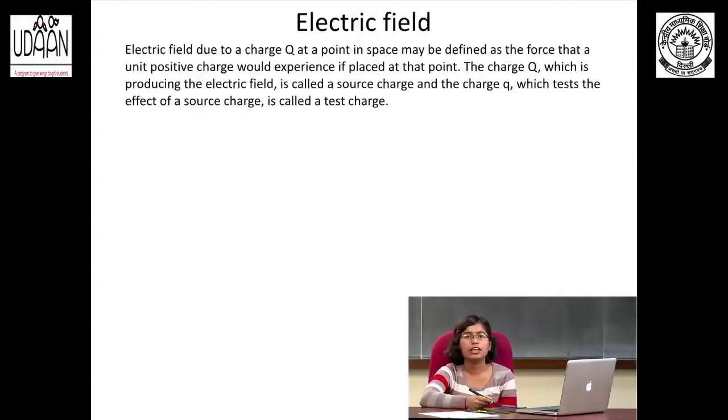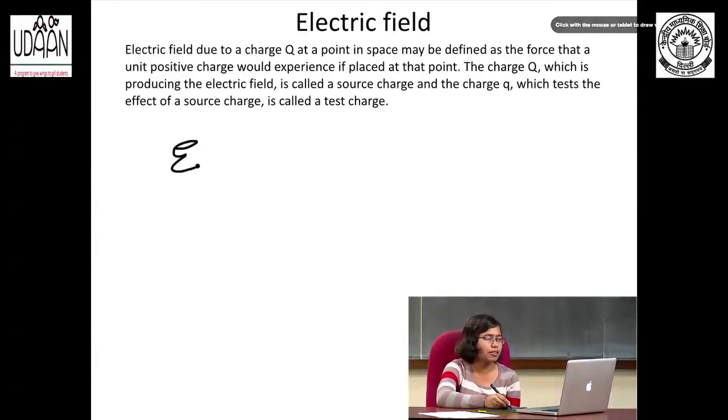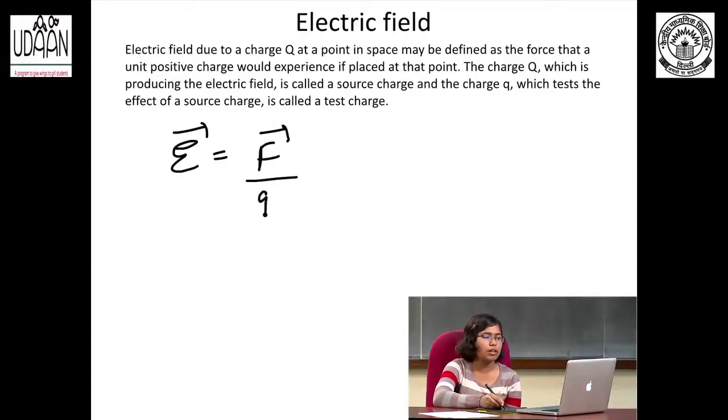Electric field. The electric field is the force experienced by a unit positive charge. The charge Q, which is producing the field, is called the source charge, and the charge which tests the effect of the source charge is called the test charge. So mathematically we can write it as electric field E is equal to F upon Q naught. The direction of electric field and force F are the same, and the unit of electric field is Newton per coulomb.